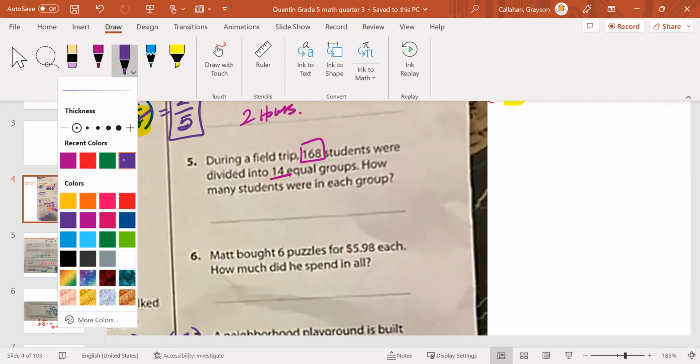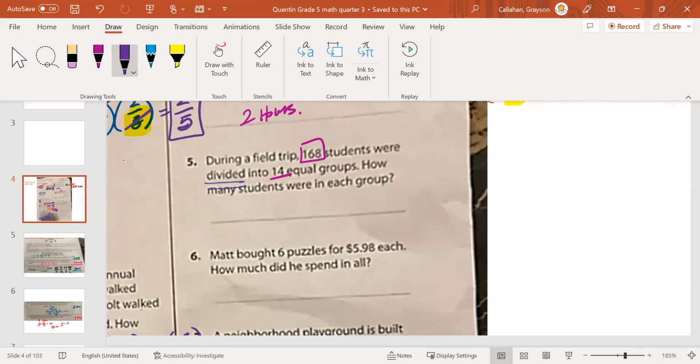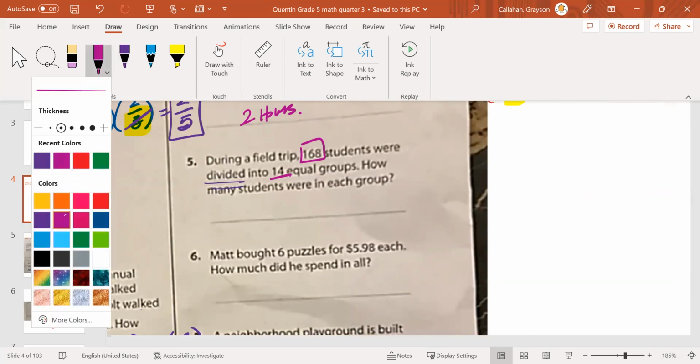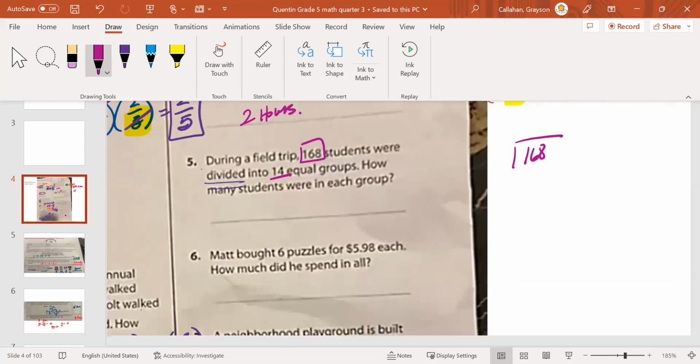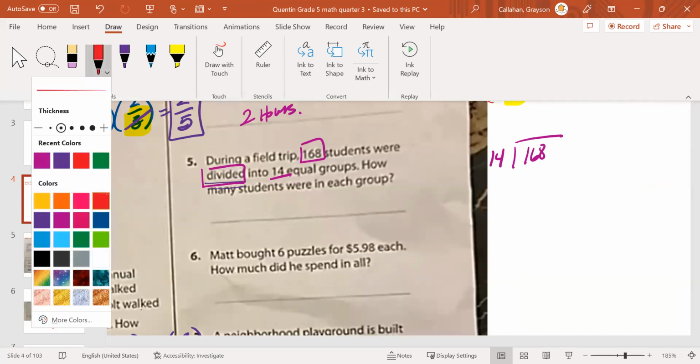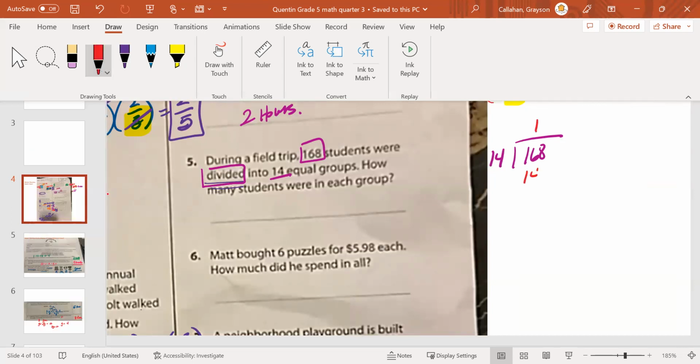You can have... Good, because the key word is what? What's the key word? Divided, right? That was kind of silly. All right, so 14 times what gives me 16?